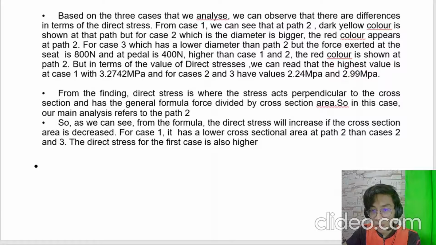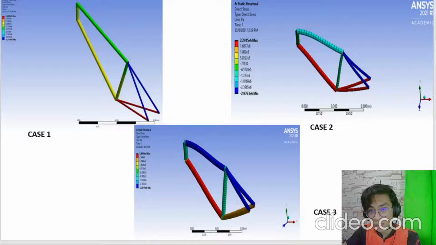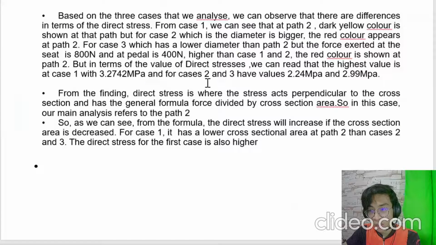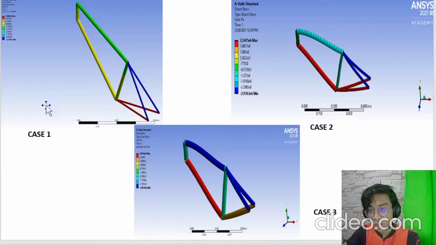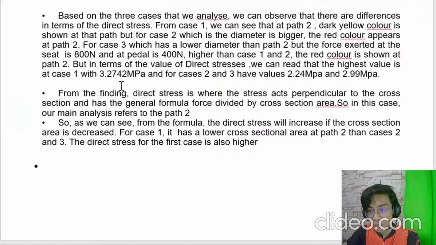From our finding, direct stress is the stress applied perpendicular to the cross section. So if the cross-section area decreases, for example case 1 is lower than case 2, the direct stress is higher in case 1. It is shown in this figure that this dark yellow has 3.2742 megapascal, which is higher than case 2 and case 3.